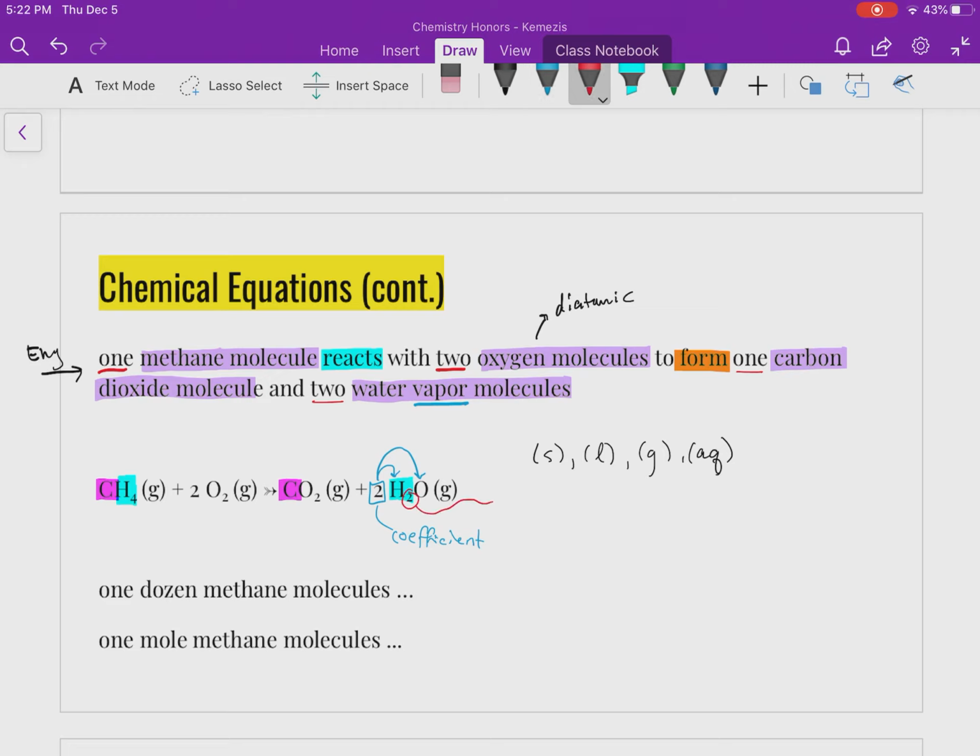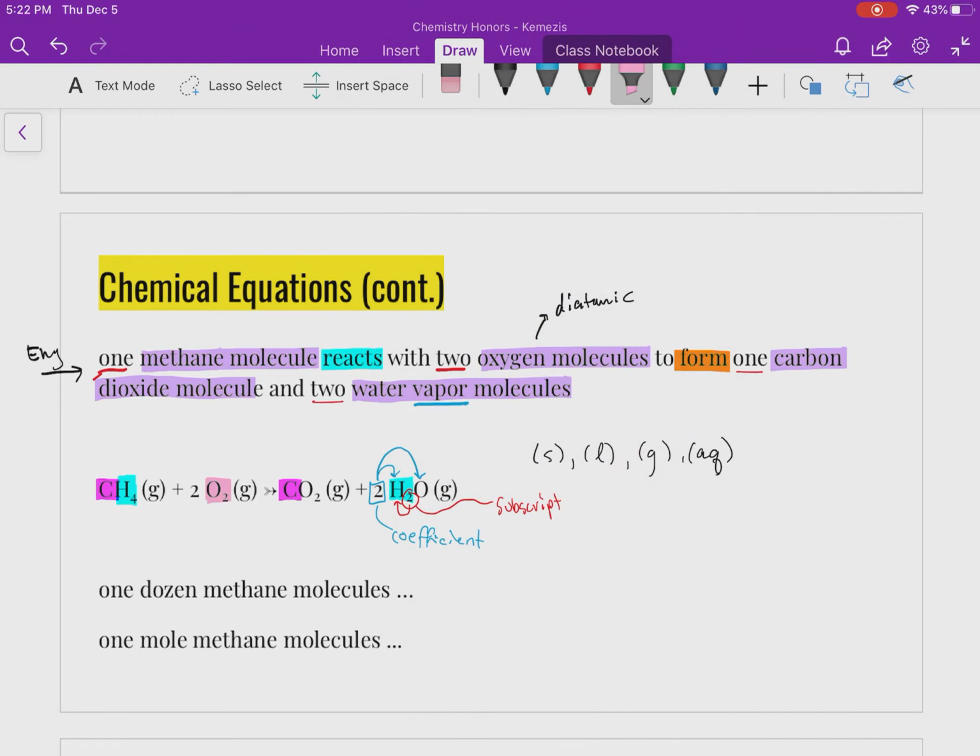Our subscript here, right? Our subscript only belongs to the thing that's right in front of it, the substance that's right in front of it. So this refers to just 2 hydrogens. Okay, so we do have a total of 4 hydrogens, and we can keep going as we're seeing this.